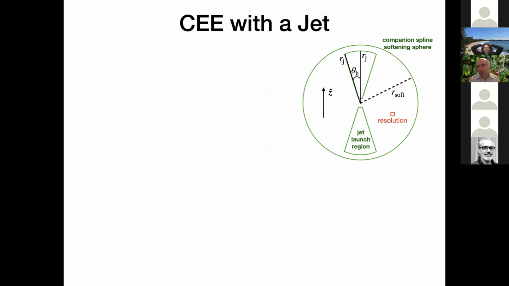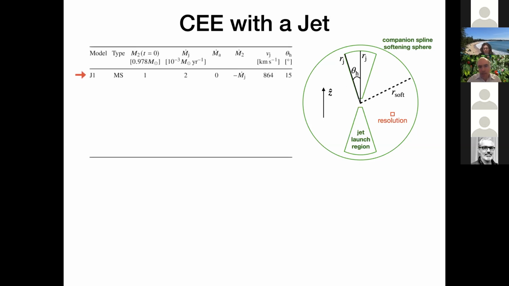Okay, so we added a jet, and our jet model is something like this. We have 2 spherical sectors with their axis perpendicular to the orbital plane. In those spherical sectors, we add the jet material at a certain rate. And this is all within the softening sphere of our particle. So you can think of the particle mass as being smoothed out over this, not evenly, but extending up to the edge of the softening sphere. The resolution element is shown here.